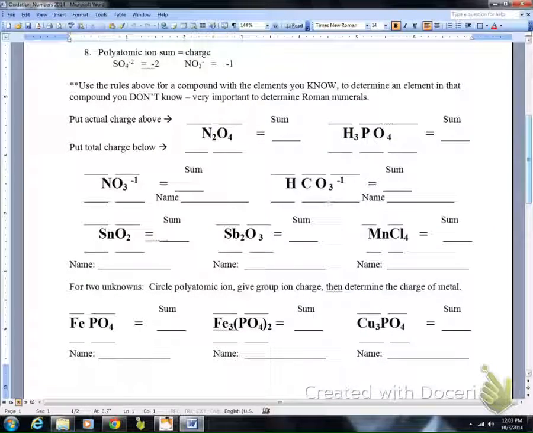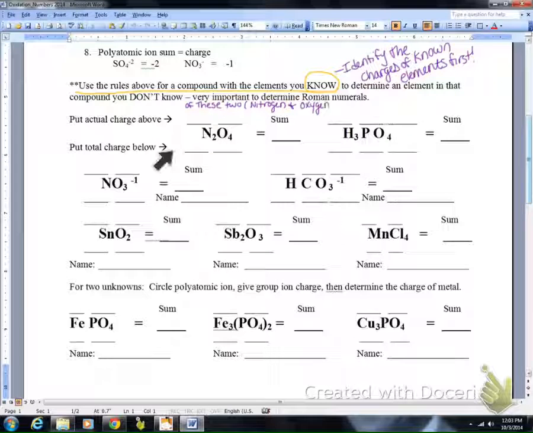In this example, we're again going to use the rules for the compound. We're going to identify the charge of the known elements first. In our example here of nitrogen and oxygen, I know oxygen is a -2. Remember, we're going to use that general rule. It's in column 16, which makes it a -2 charge. I'm going to put the actual charge of the atom above, so right here it's a -2 charge on oxygen.